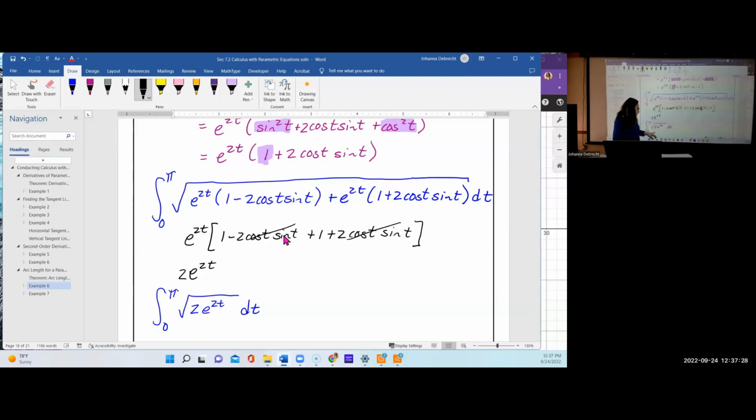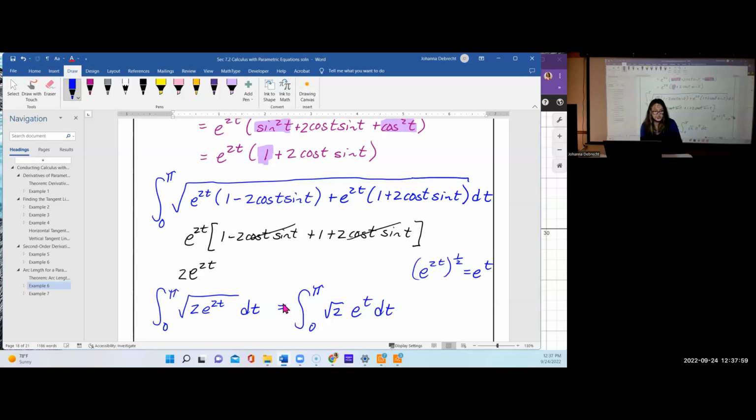Now I want to separate these two factors from each other. So this becomes the square root of 2, and the square root of e to the 2t, given that e to the 2t is always positive, is going to give me the following. So this gives me the integral from 0 to pi, which is the range over which we want to find the arc length. And this gives me the square root of 2 e to the t dt. Again, remember that e to the 2t raised to the 1/2 power just gives me e to the t again.